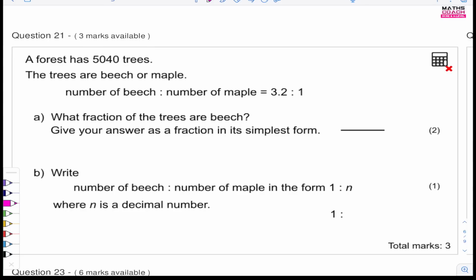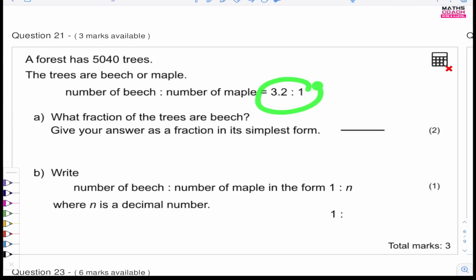Question 21. A forest has 5,040 trees. The trees are beech or maple. The number of beech to the number of maple is in the ratio 3.2 to 1. What fraction of the trees are beech? Give your answer in its simplest form.